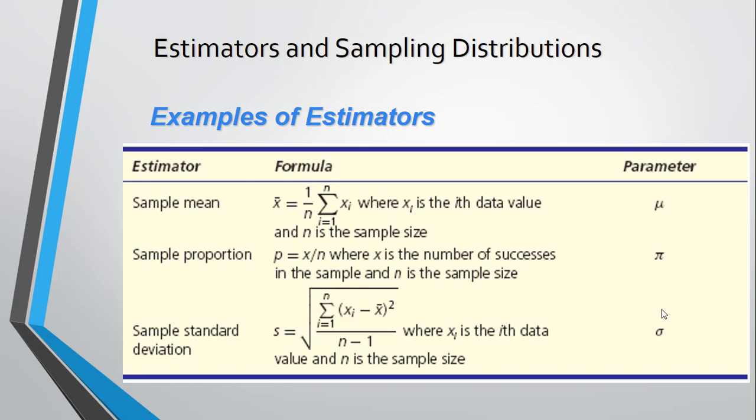Examples of estimators: the sample mean is an estimator. You take a sample, get its mean using the formula, and use that to estimate the population parameter mu. The sample proportion P can be used to estimate the population parameter pi. The sample standard deviation is an estimator of the population standard deviation sigma. These are the equations to calculate those sample estimators.